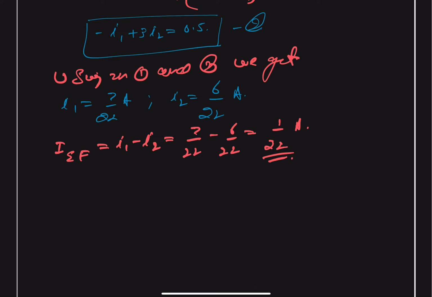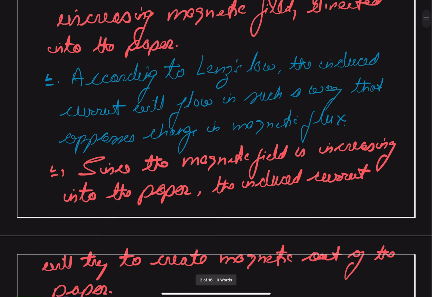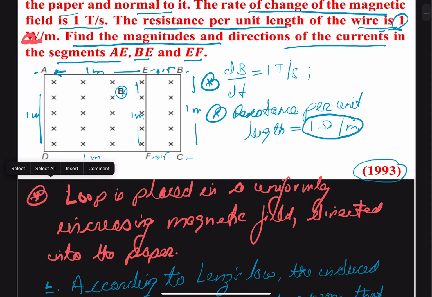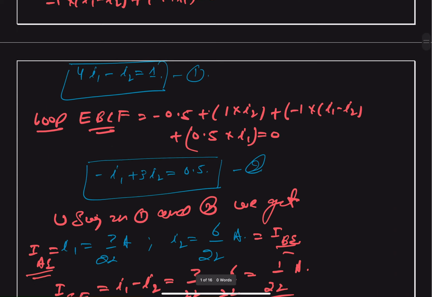So therefore, we found out the current in each loop. This 7 upon 22 is the current in the side IAE, and this I2 will be equal to IBE. So we found out all the three currents which we were supposed to, and the magnitude we already found out. So this completes the first question.